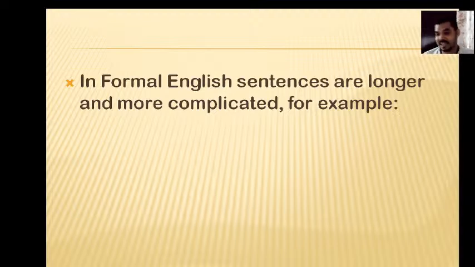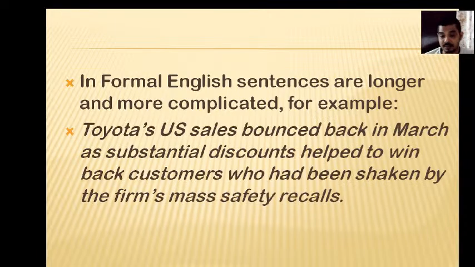In formal English, sentences are longer and more complicated. How? Here we have an example. Toyota's US sales bounced back in March as substantial discounts helped to win back customers who had been shaken by the firm's mass safety recalls. This is very much complicated. It's not easy. Here you'd find many complications in this sentence, and this is formal.